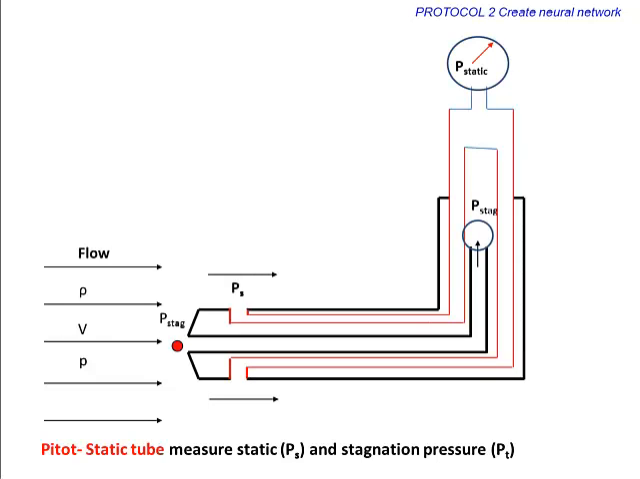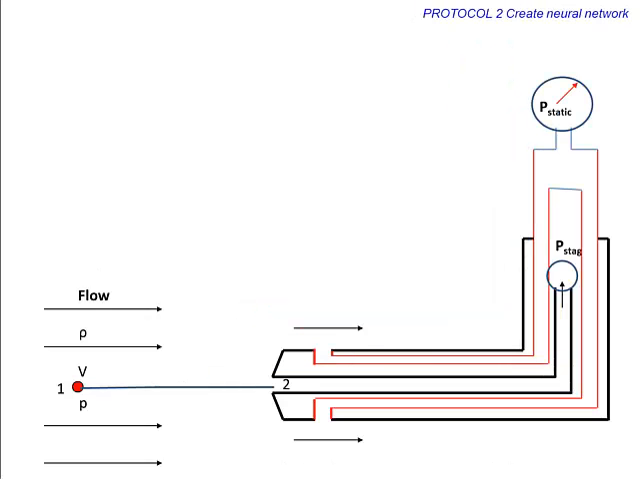It combines static and stagnation pressure measurement capabilities. Using such a probe in a flow field, we can measure stagnation and static pressures at a given location of the flow. By measuring these two, the flow velocity at that location can be calculated. Consider a pitot static tube placed in a flow field. Consider the movement of a fluid particle along a streamline from location 1 to location 2 as shown in the figure.